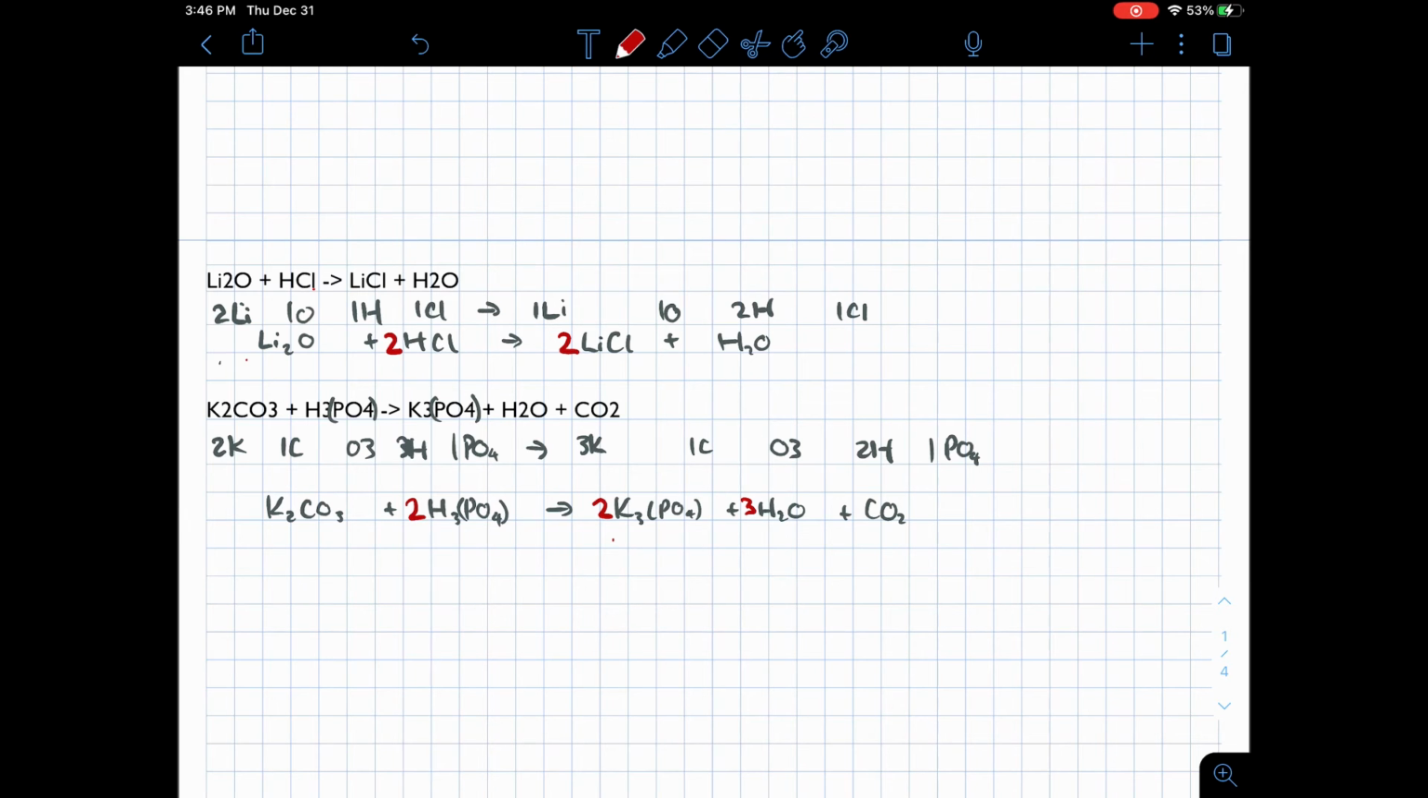But now there's 6 potassium on the product side, and only 2 on the reactant side. So multiply this by 3. And we finish this off by balancing carbon, which there are 3 on the reactant side and only 1 on the product side. So multiply this by 3. Let's go count over all of our elements here and see how many we have. So potassium, we have 6 on both sides.